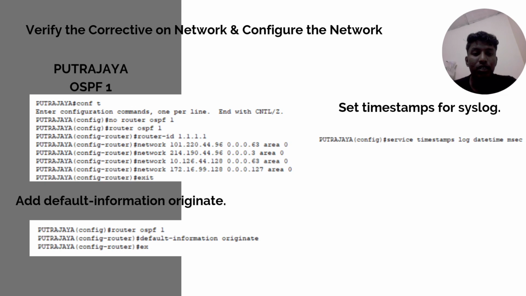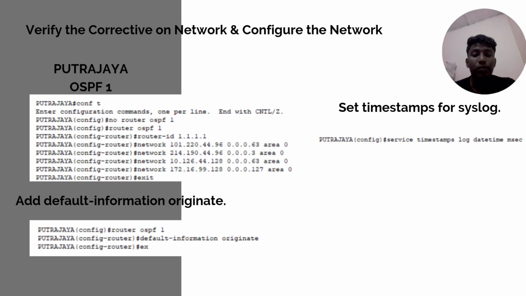So continuously we see how to verify the corrective on network and configuration of the network. So first on OSPF1, which is on Putrajaya. Firstly we have to go to global configuration mode, and now we have to set no router OSPF1 because the main problem is OSPF1. So we have to undo the OSPF1. So now we create again the router OSPF1 and we set the new ID.